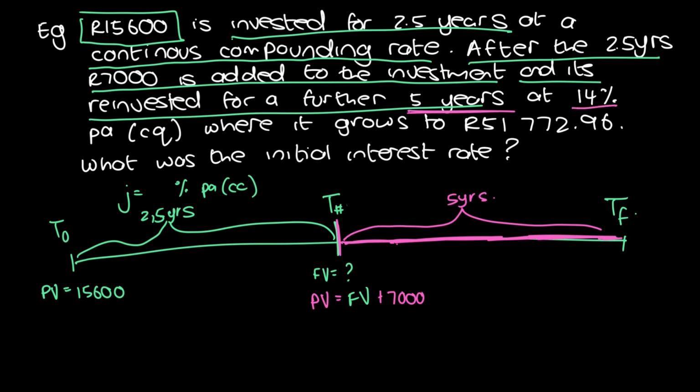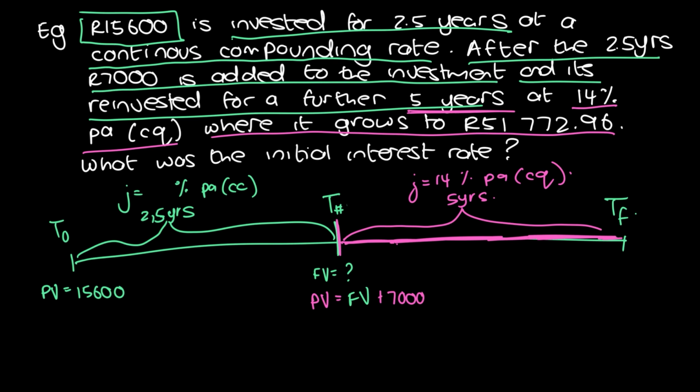And it's reinvested at 14% per annum compounded quarterly. So we have that J is equal to 14% per annum compounded quarterly, where it grows to 51,772 Rand and 96 cents. So at this T final spot, it's going to have a future value of 51,772 Rand and 96 cents. So you can see pretty clearly that there are 2 parts to this. There's the green part and then there's the pink part, to see the difference between the 2 of them.